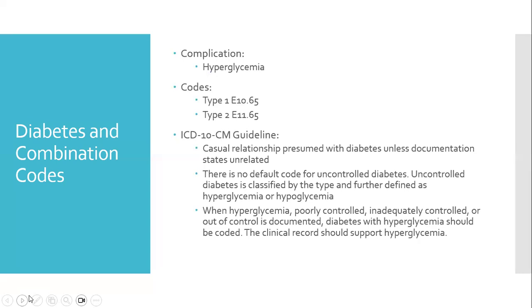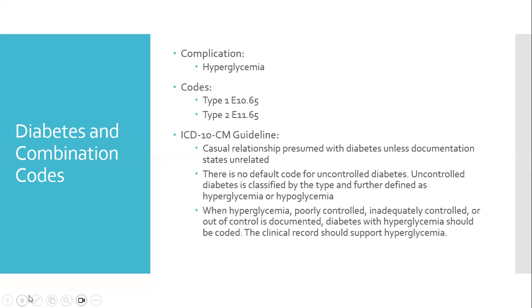So again, we have this causal relationship, and I honestly have never seen where a patient has a history of diabetes with hyperglycemia where you would not document these as related. I have never seen it. So I would say that that consideration would be very rare, that you would ever see a patient that has an established diabetes diagnosis where the hyperglycemia is not directly due to the diabetes.